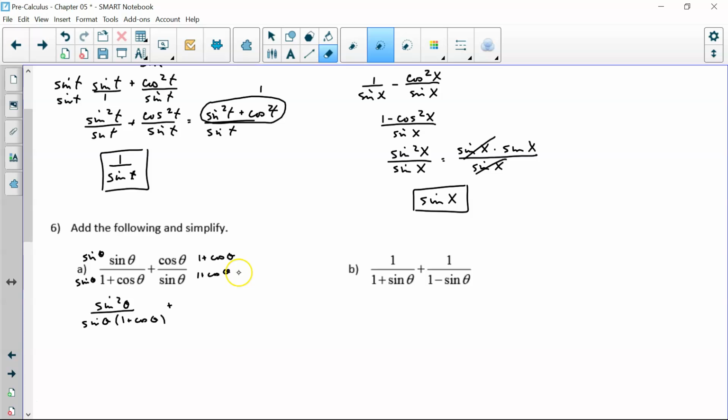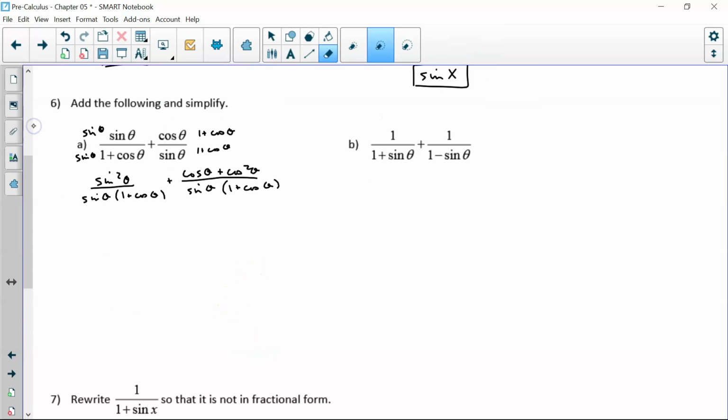Plus, we get, now I'm going to distribute the cosine. We get cosine theta plus cosine squared theta over sine theta times 1 plus cosine theta. So now I'm going to add my numerators. I'm going to rewrite as well. Sine squared theta plus, I'm going to put the cosine squared first, plus cosine theta over sine theta times 1 plus cosine theta.